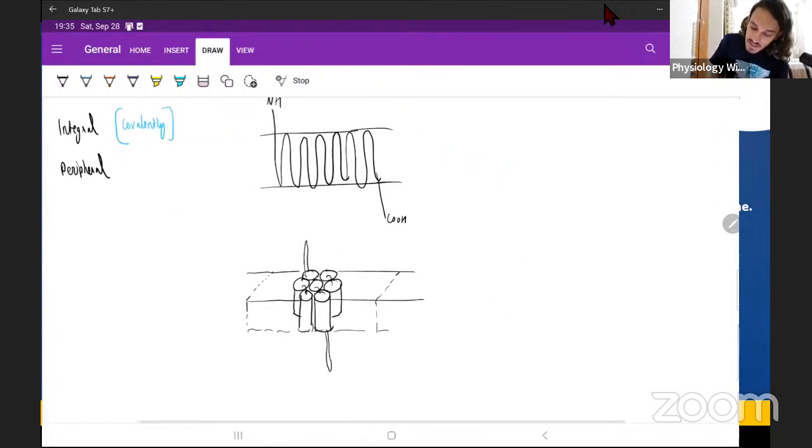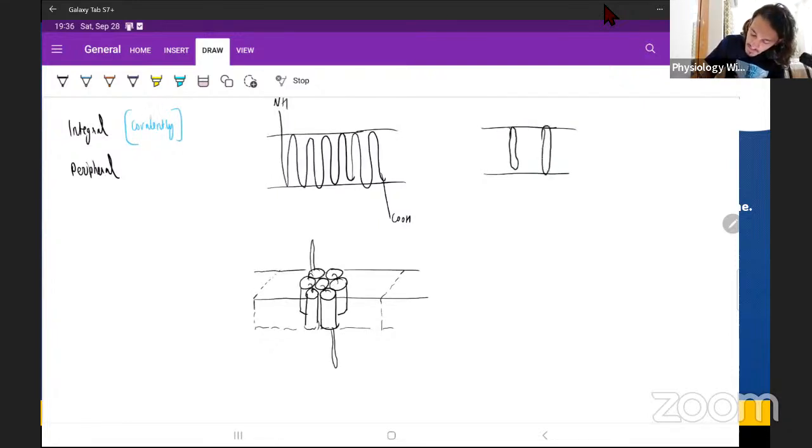There can be other proteins where they might not necessarily span through multiple times. They can span through only a single time. They might not span completely, but are covalently attached. So they still are under the category of integral proteins.